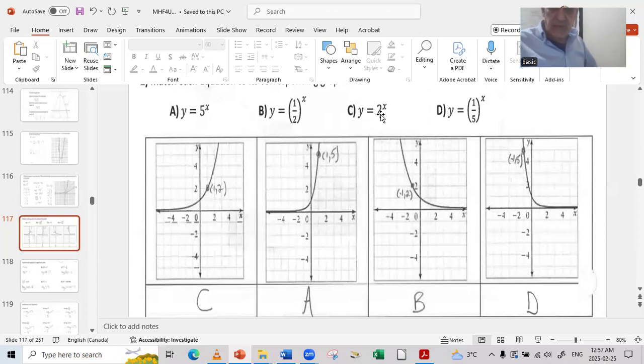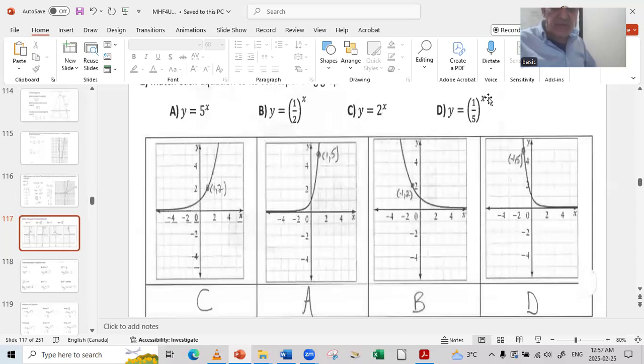Y equals 2 power x. This is C. Here it is. It's also increasing. 2 power 1 is 2. 2 power 2 is 4. 2 power 3 is 8. So it's increasing. So I accept C also, like A. Both are increasing. If you graph it, assume as an example points like 0, 1, 2, 3, 4. And this one, D, y equals 1 divided by 5 power x.